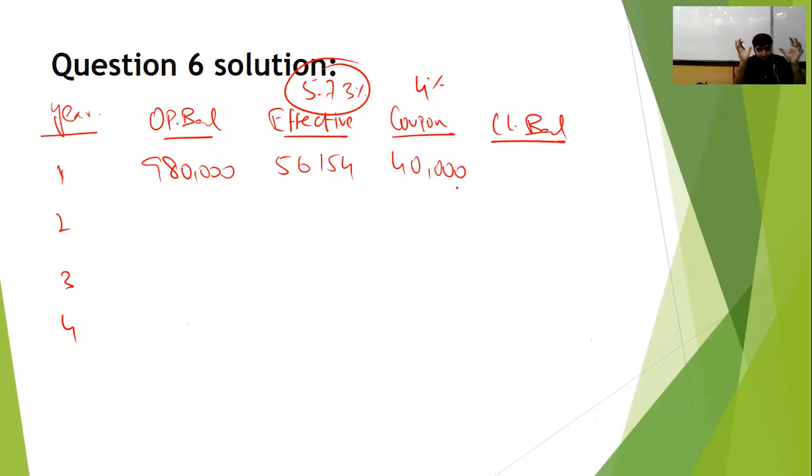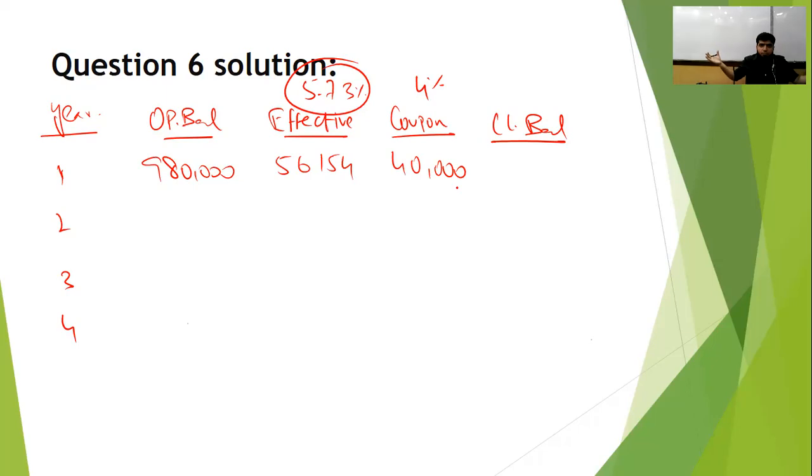Now let me conclude the mechanism of the debenture. You invested $980,000 in debentures. The company is offering you a 5.73% effective rate of interest. That is, you will be earning an amount of interest of 56,154. The company is giving you a benefit, an edge. And what is that benefit? You will earn 56,154 of interest, but the company is saying it will not pay you that amount. No doubt you have earned $56,154, but they will not be paying it to you in cash.